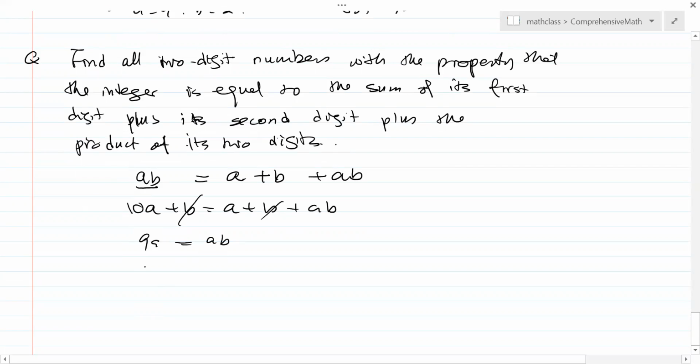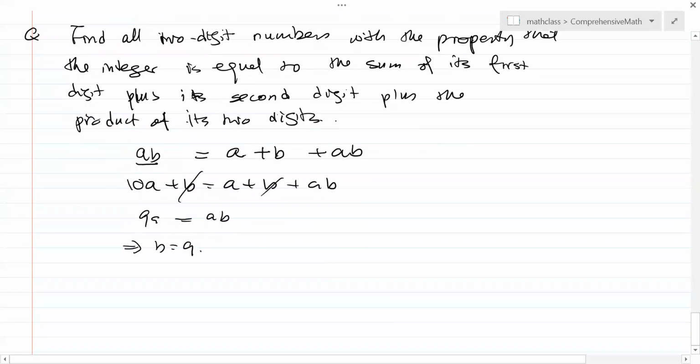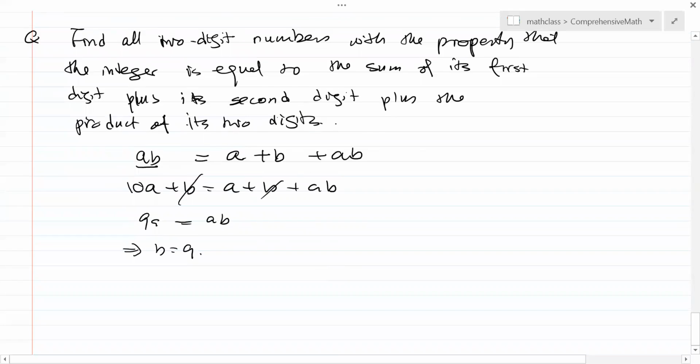You know what? Immediately you get B equals 9. Is there any restriction on A? I think A is the first digit. It cannot be 0. So A cannot be 0, right? So the answer will be 19, 29, 39, all the way to 99.